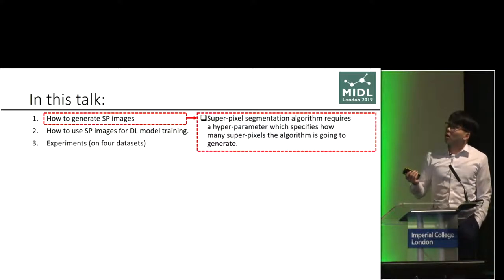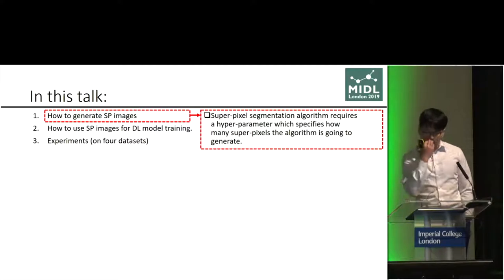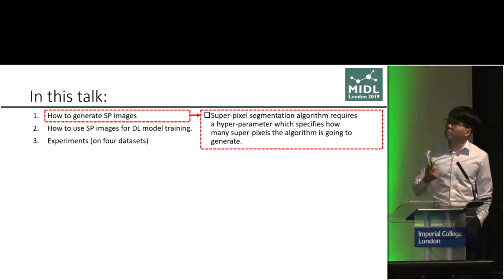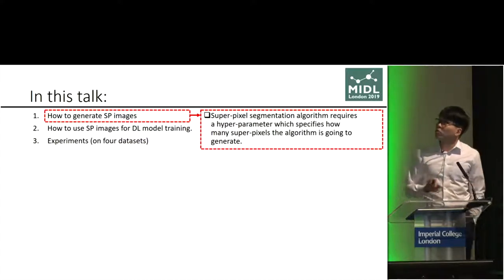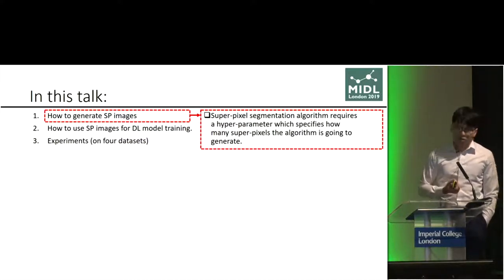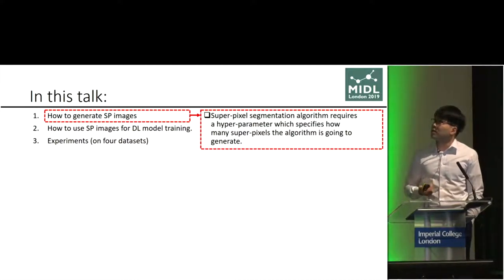So in the following of this talk, I'm going to talk about a few technical details. The first thing is how to generate the SP image. The second thing is how to train the DR model using the SP image. And the third thing is I will show some experiments on four data sets.